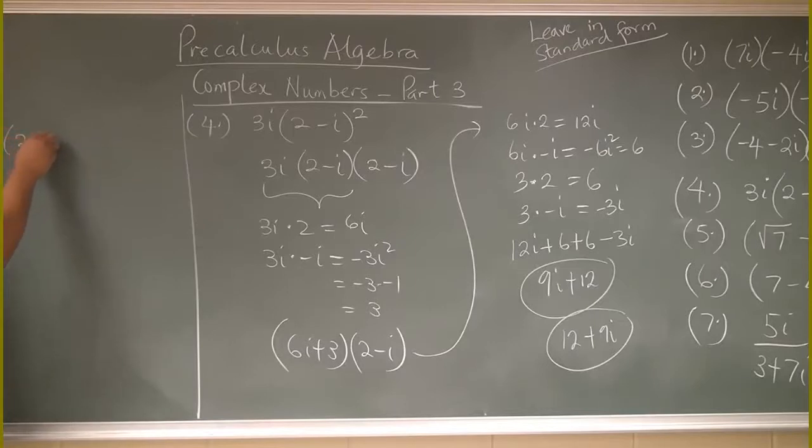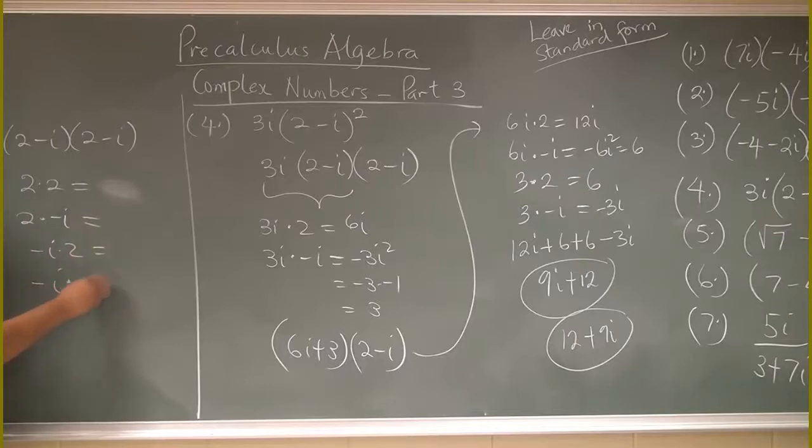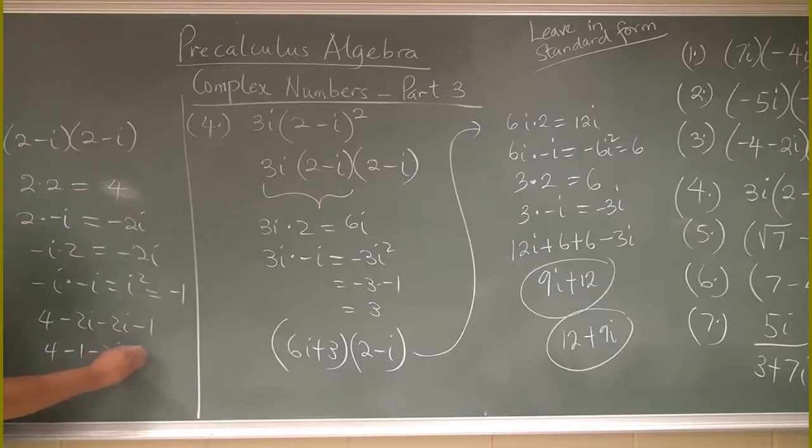Assuming we have 2 minus i times 2 minus i, this will give 2 times 2, which is 4. Let me first list it out before I solve. 2 times 2, 2 times negative i, negative i times 2, and then negative i times negative i. So this is 4, negative 2i, negative 2i. Negative times negative is positive, i squared, which is minus 1. So this will be 4 minus 2i minus 2i minus 1. 4 minus 1 minus 2i minus 2i is 3 minus 4i.